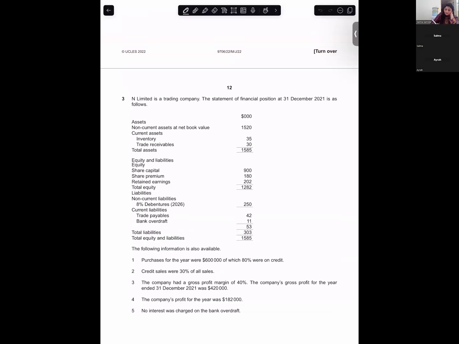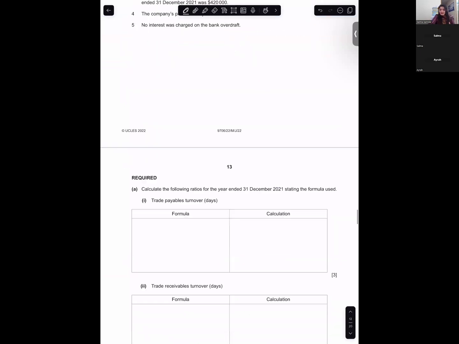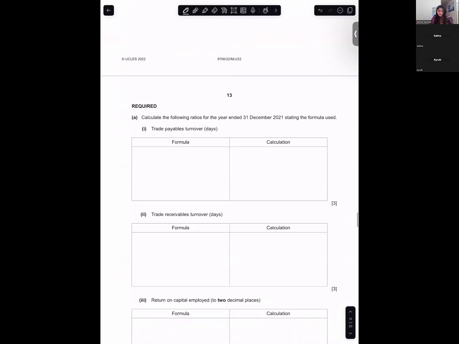So we are doing May June 2022, paper 22, and this is question number 3, which belongs to ratio analysis. We have been given the statement of financial position, and there are certain adjustments for us, and we are asked to calculate some ratios. Are you with me?